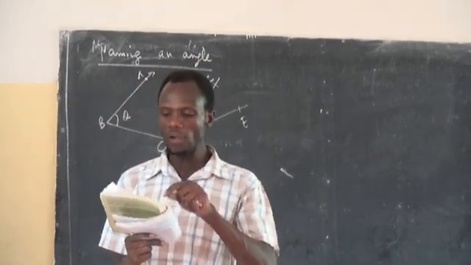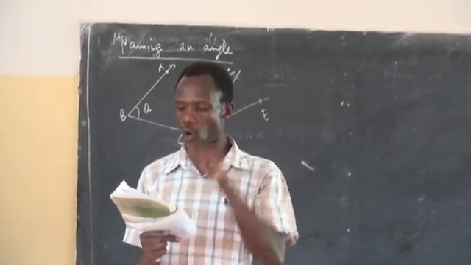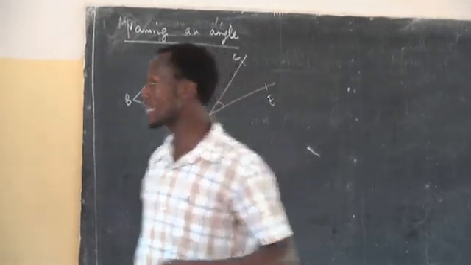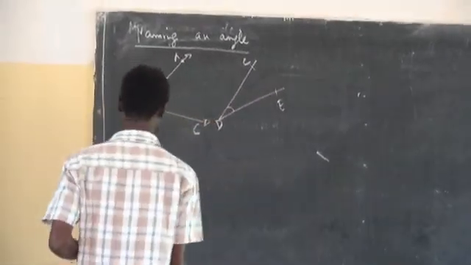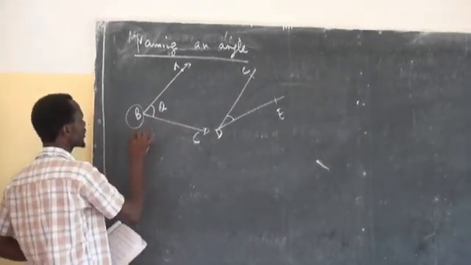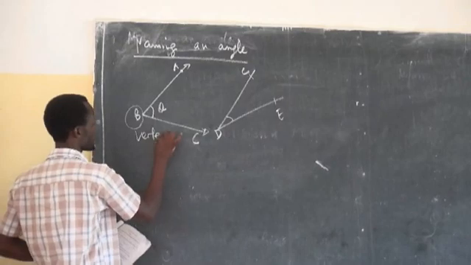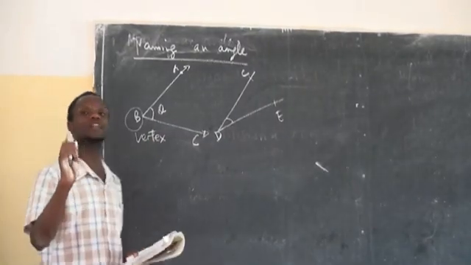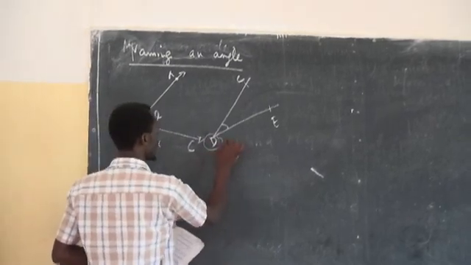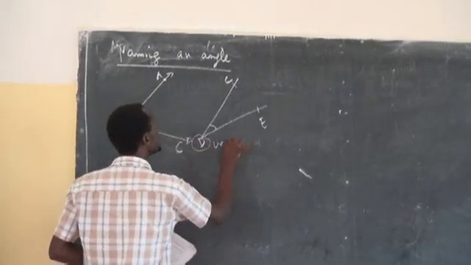When naming an angle, we put the letter of the common end point at the center. The letter which is found at the vertex is written at the middle.